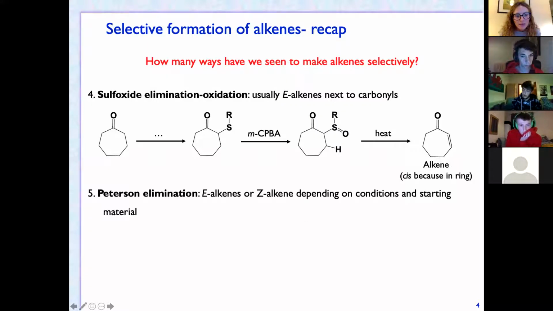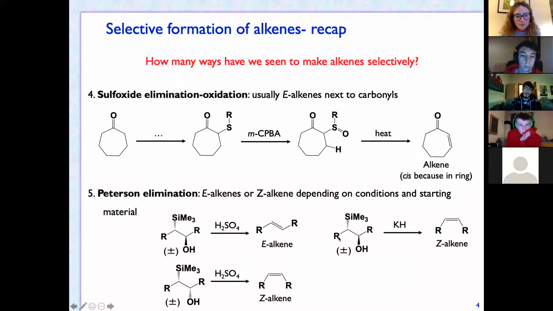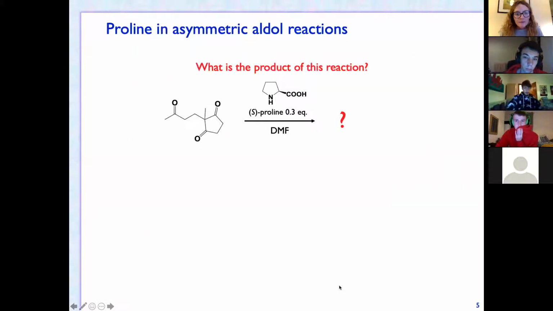Okay, so here comes also the Peterson elimination, which again can be used to make E or Z alkenes, depending on the conditions that we apply, so basic or acidic, and the starting materials, okay? So this was just to recap a little some important reactions we have seen this week. Now, let's start with the first real exercise for today. I would like you to tell me the product of this reaction.